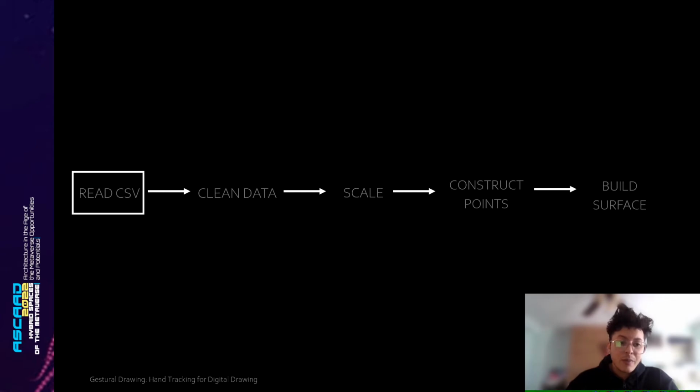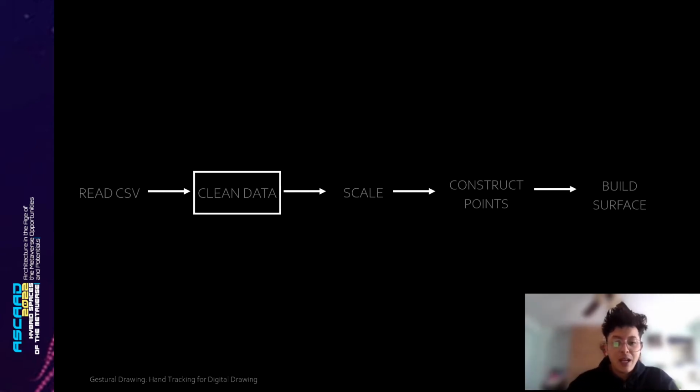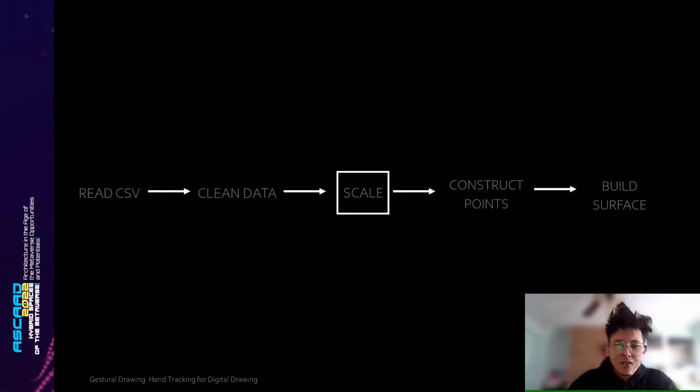The Grasshopper script will read a CSV file, it will eliminate any undesired characters, and that data then is used to build points in space. But there is an intermediate process that needs to take place, which is scaling and validation.